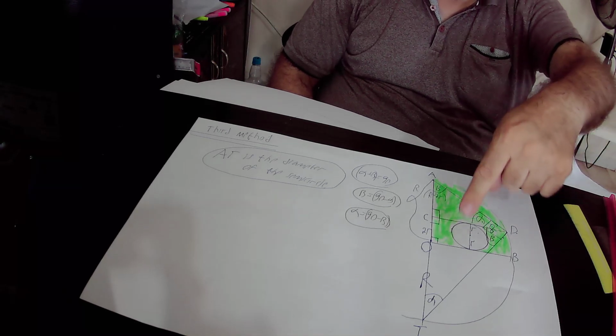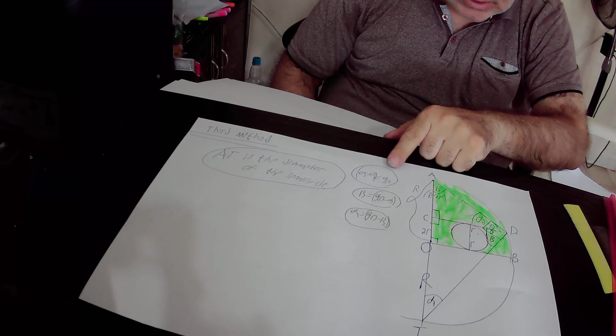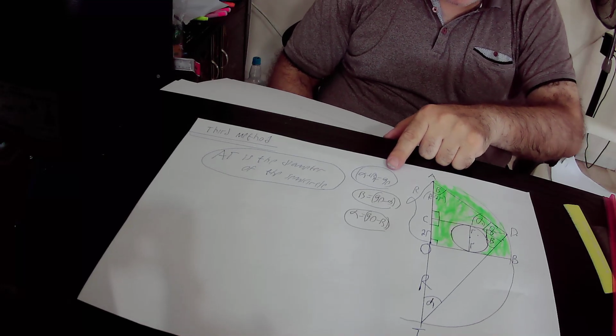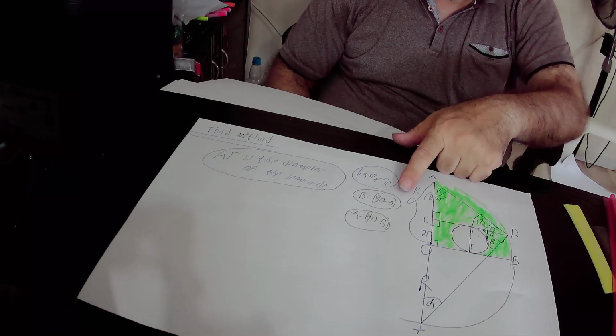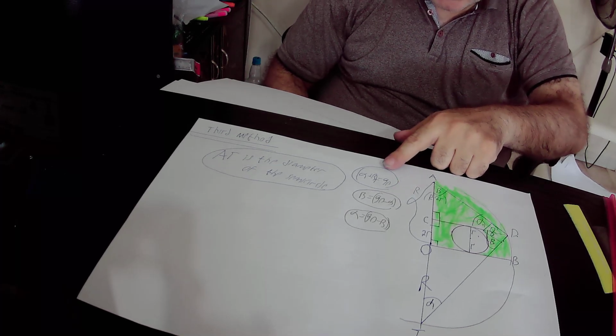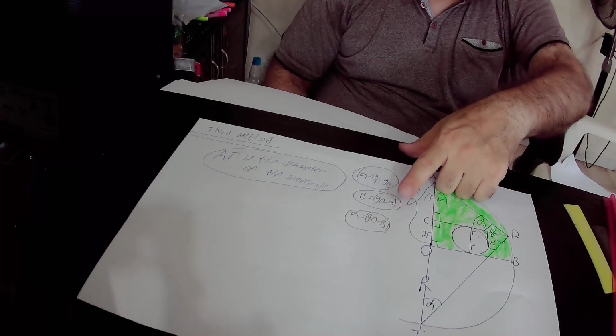Therefore, the other two angles must sum to 90 degrees. That is to say, alpha plus beta equals 90 degrees. We subtracted alpha from this equation, we found out that beta equals 90 degrees minus alpha. Then we subtracted beta from this equation and we found out that alpha equals 90 degrees minus beta.